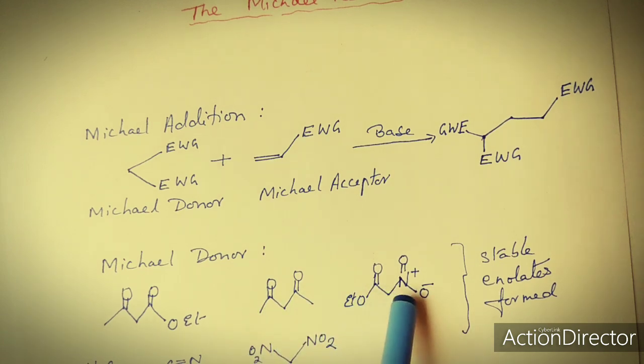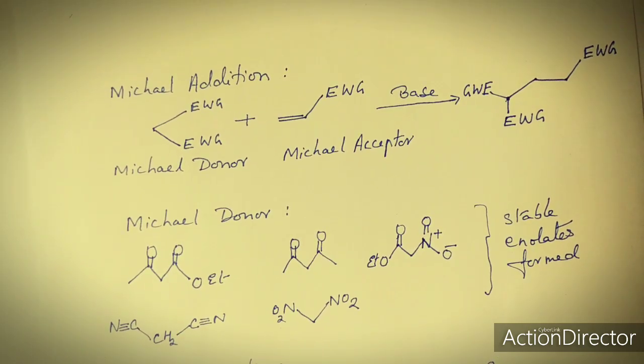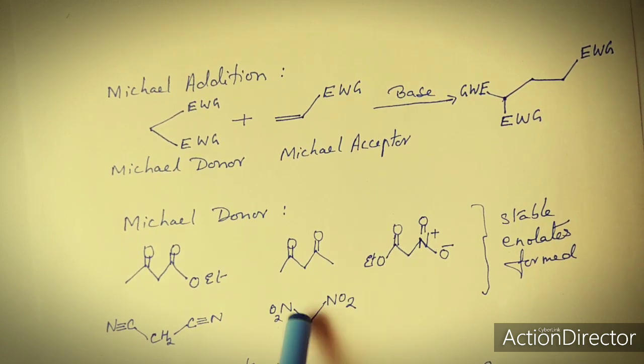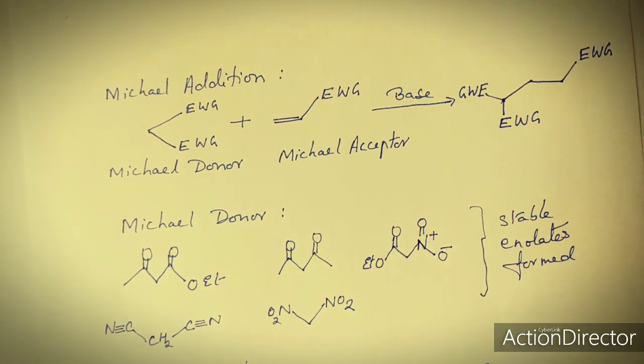Now again, we can see the active methylene, this time with the electron withdrawing group on either end. This is C2H5, CO, C2H5, the ester, and here it is NO2, nitro, again electron withdrawing. In the next example, the active methylene is again surrounded on either side by electron withdrawing groups, which also stabilize the carbanion by resonance. Similarly, this active methylene here has two electron withdrawing groups. These are all the Michael donors. Michael donors means they can form carbanions.